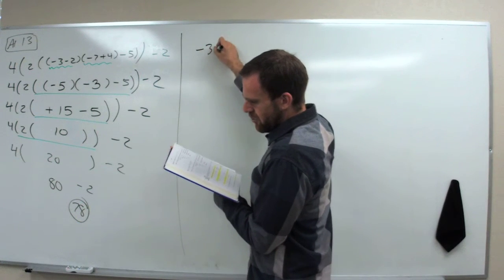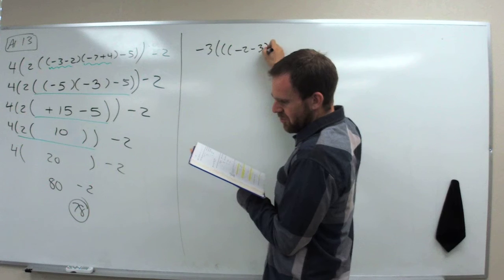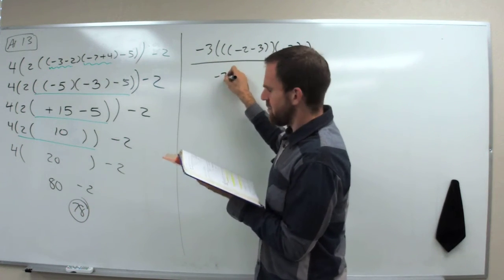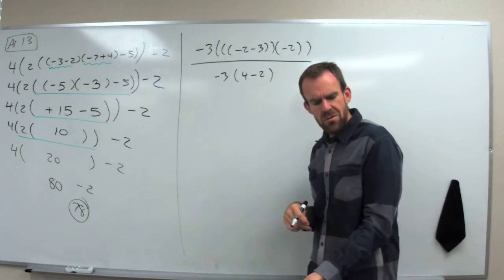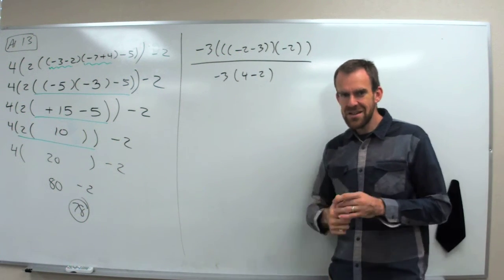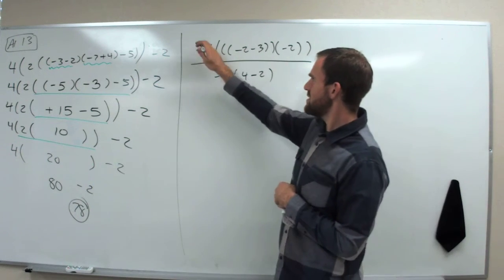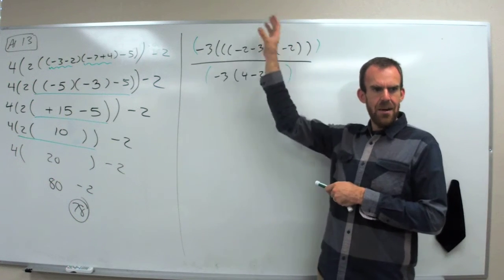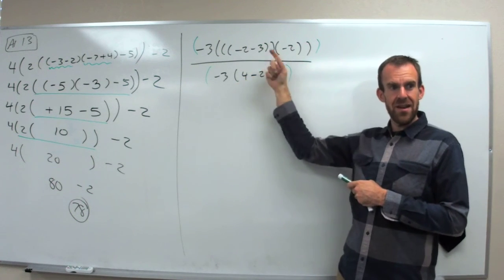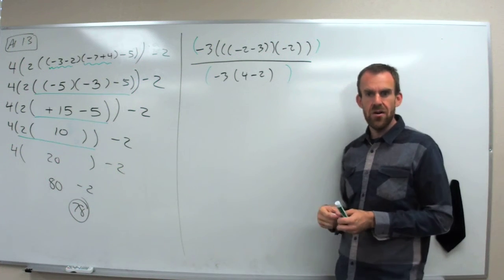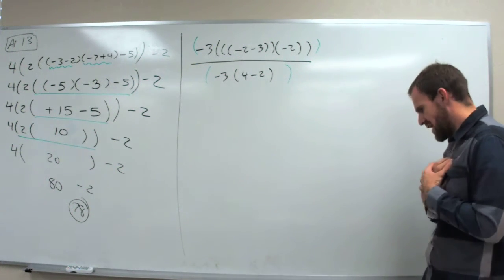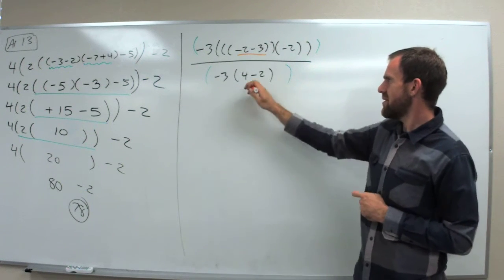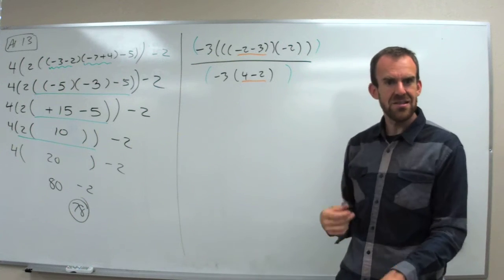So we have negative 3 times (negative 2 minus 3) times (negative 2), all over negative 3 times (4 minus 2). You should remember from yesterday's lesson that we treat this as if there are invisible parentheses around the top and bottom. So we do everything on the top together, we do everything on the bottom together, and then we'll divide if we can. First step, we work all the way on the inside: the negative 2 minus 3, and the 4 minus 2. Everything else stays the same.